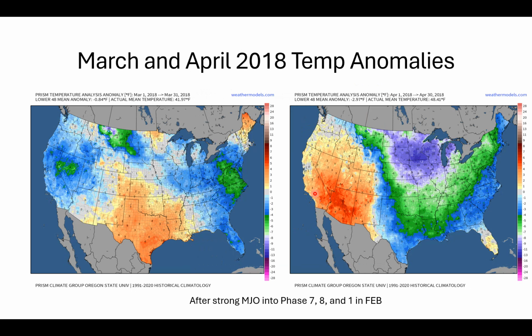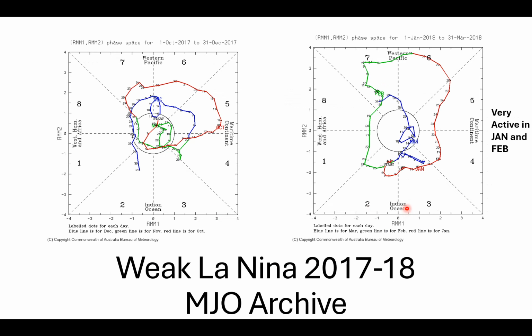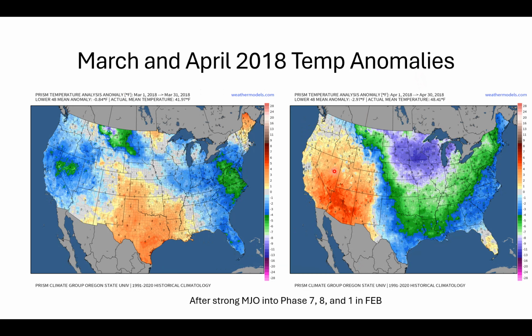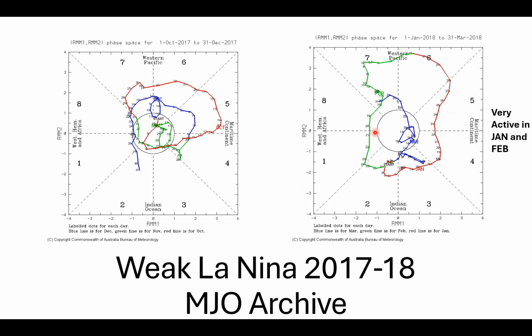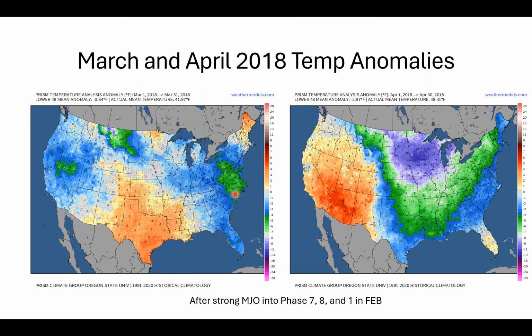If we look at March and April of 2018 now, March 18 is on the left and April of 2018 is on the right. So what happened as we got into February? It went into the colder side of the MJO phase diagram at phases 8 and 1. And what happened in March? What happened in March after this went in the colder phases in late February? Well, we got this instead.